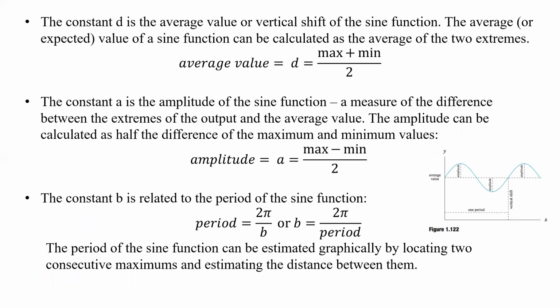The average or expected value of a sine function can be calculated as the average of the two extremes. So your max plus your min divided by 2 will give you that average. Now the constant a is the amplitude of the sine function, and it's a measure of the difference between the extremes of the output and the average value. The amplitude is calculated as half the difference of the max and min. So we take the max minus the min divided by 2, and that's going to be our amplitude.